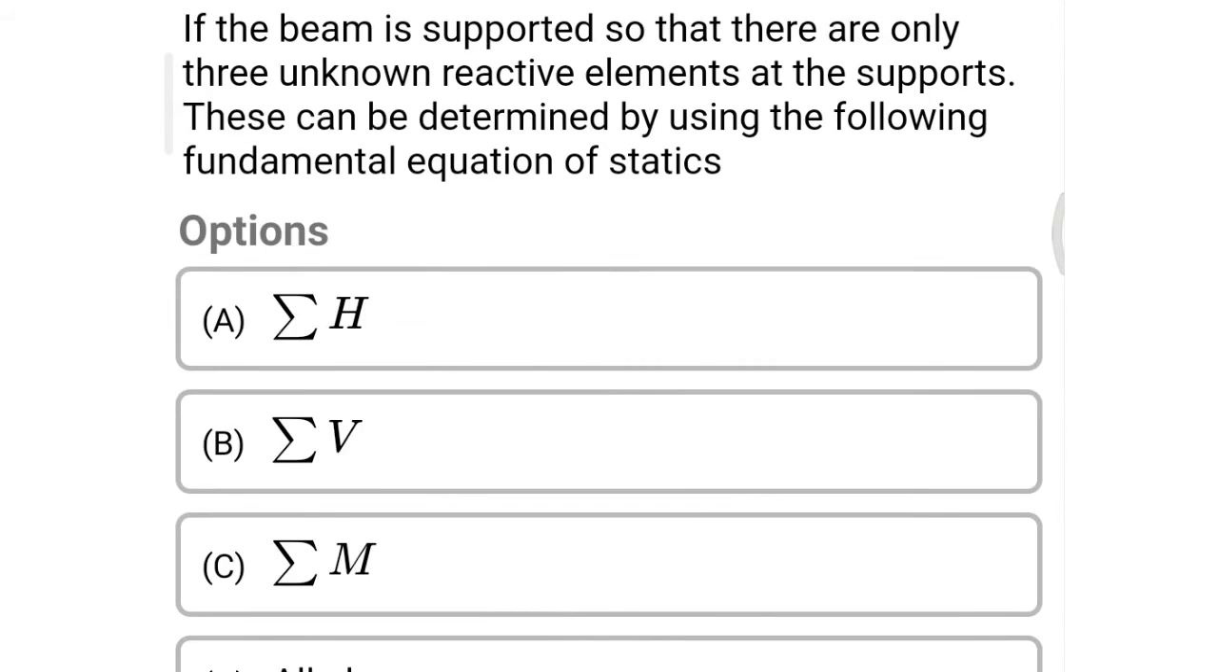So next question, if the beam is supported so that there are only three unknown reactive elements at the supports, these can be determined by using the following fundamental equations of statics. Option A is summation of H, option B is summation of V, option C is summation of moment, option D all of the above. So the correct answer is option D, all of the above.